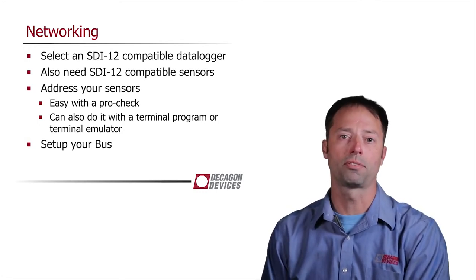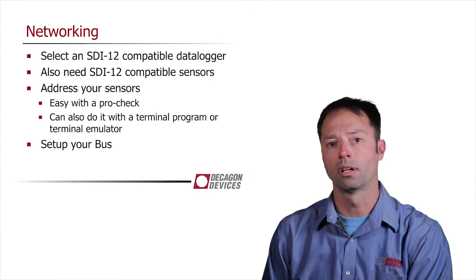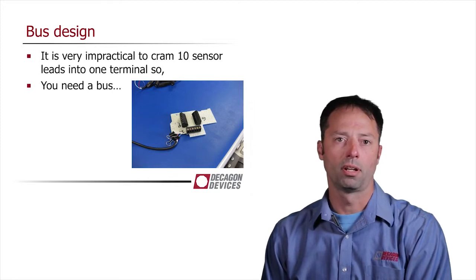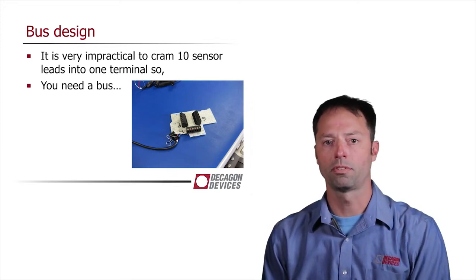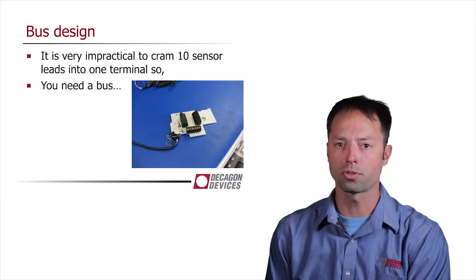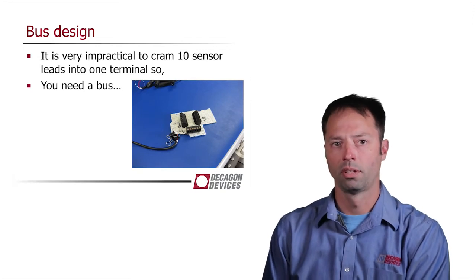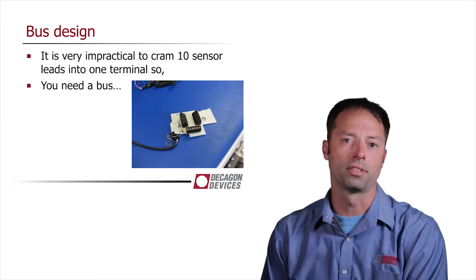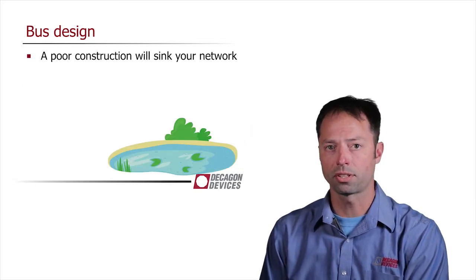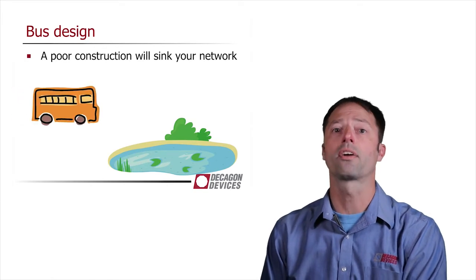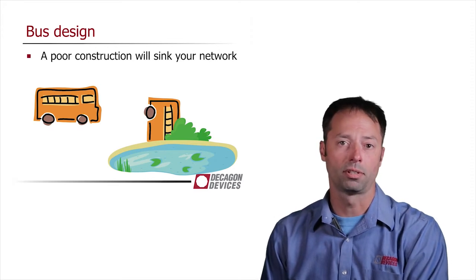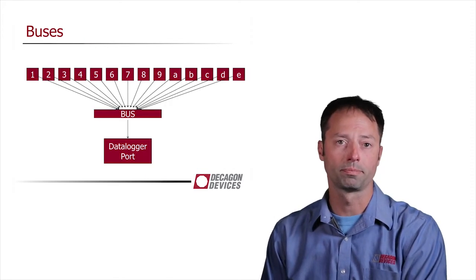And you also need to set up a bus or some way of getting all those wires together. So the bus is just a way of putting multiple sensor lines together. You can do homemade buses. A terminal strip can work as a bus. There are lots and lots of different options, and they're easily customizable. But poor bus construction can sink your entire network. So it's something that you definitely want to make sure is functioning well.